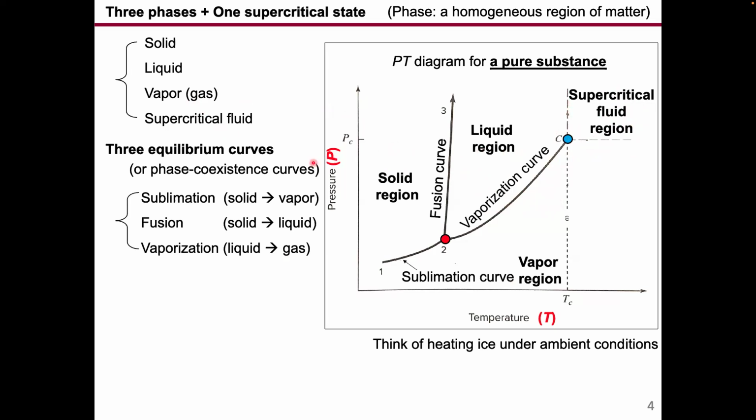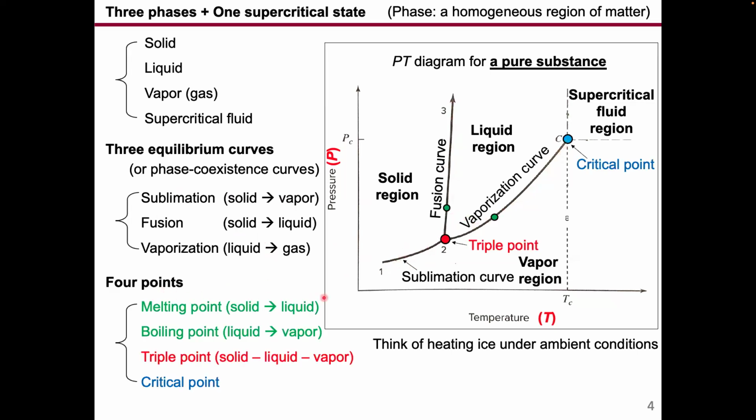Or four states. And then you have three equilibrium curves. All of these are called phase coexistence curves. Specifically, we have a vaporization curve, or vapor-liquid equilibrium curve. We have a fusion curve, which is basically a solid-liquid equilibrium curve. We talked about melting or crystallization, right? And then we also have a sublimation curve, going directly from solid to vapor. It's basically a solid-vapor equilibrium curve. So these are three equilibrium curves: 1, 2, 3.